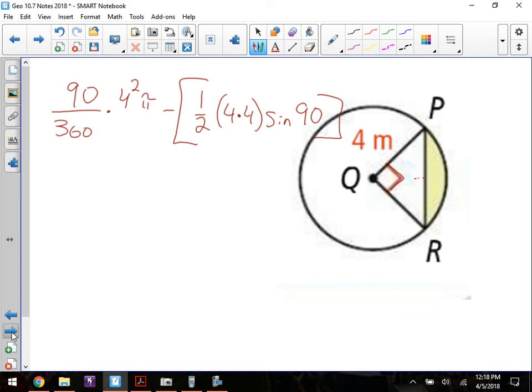Anyway, so you get what? 90 over 360 is a fourth. 1/4 of 16 is 4. So you got 4 pi for this part. Okay. Next thing we had 16, half of 16 is 8. 8 times 1 is 8. So you have 4 pi minus 8. And then you just press buttons in the calculator. And what do you get for decimal? 4.57, thank you.